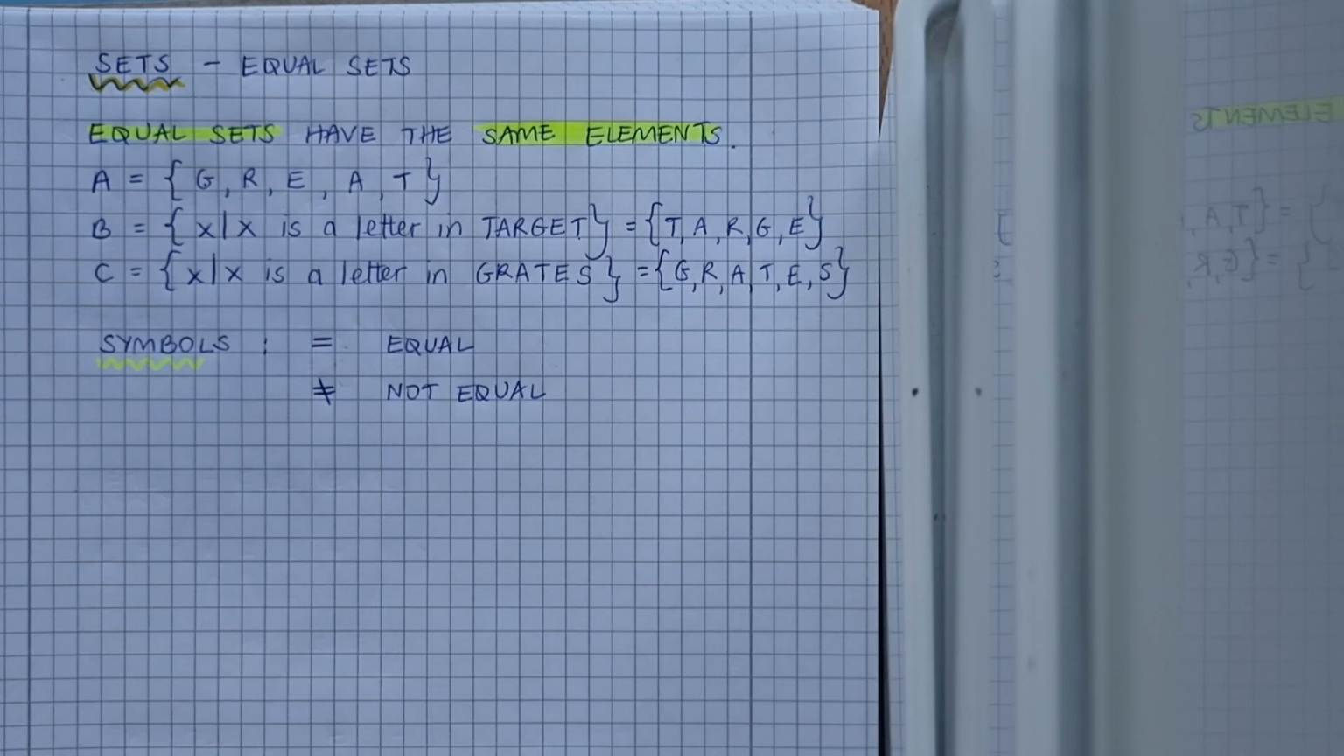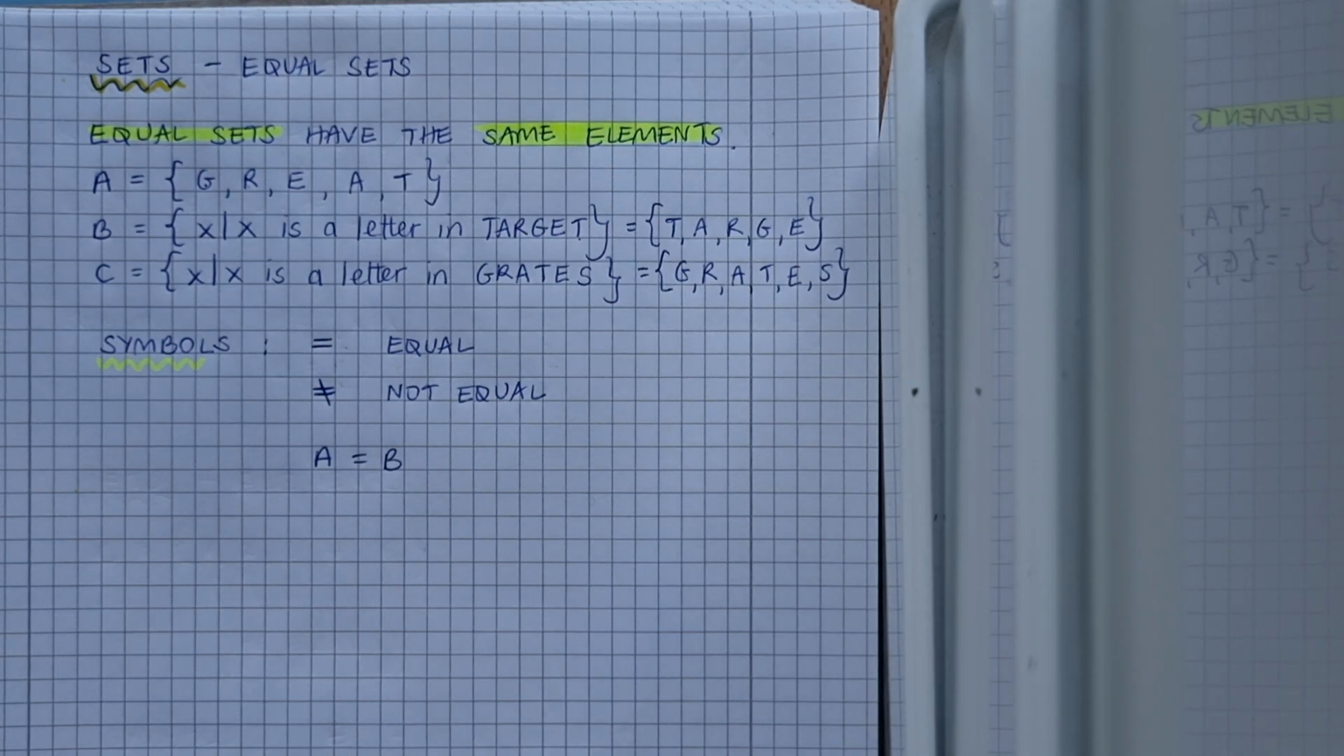They are equal sets. I've got some symbols that I can use here. I've got equal and I've got not equal. So I just said that A and B were equal, so I can say that A equals B. Let's check now what the story is with C.